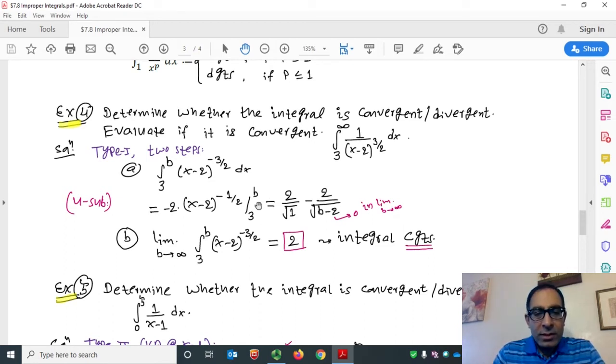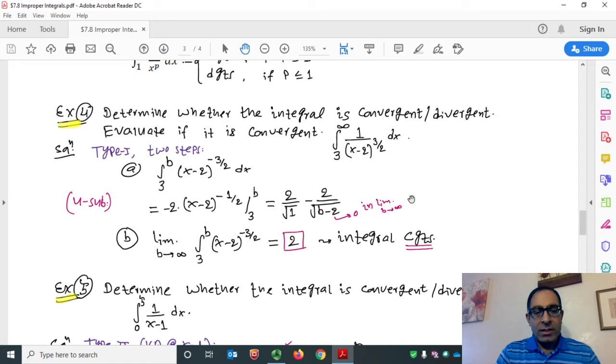Then first evaluate the lower limit so that this minus goes away. So put x equals 3. So 3 minus 2 is 1. 1 to the power negative 1/2 is 1. So I have only 2 left here. Then minus, for the upper limit, put x equals b. So 2 over radical b minus 2. Here again I switch the positions. First I evaluate the lower limit, so I have a plus sign here.